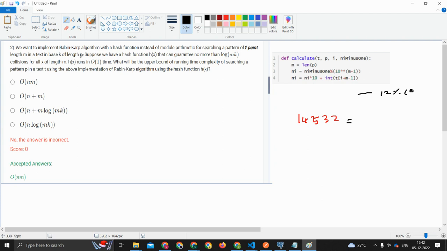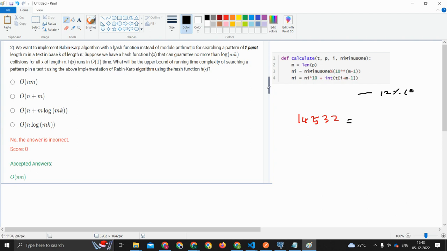Can someone help me here? Pooja, are you here? Can you just please read this question once? We want to implement the Rabin-Karp algorithm with a hash function instead of modulo arithmetic for searching a pattern of length m in a text in base k of length n. Let's understand what this point is meaning.